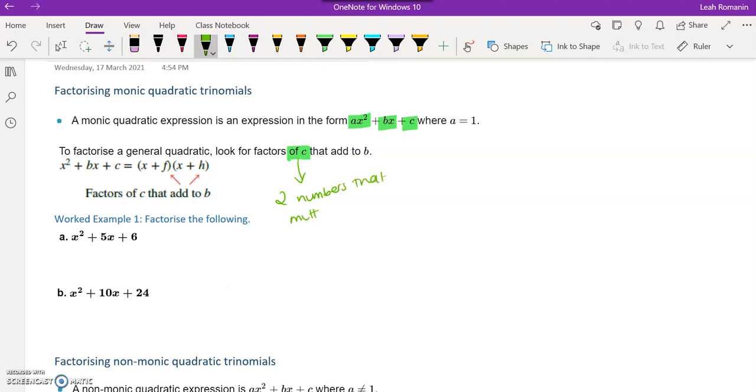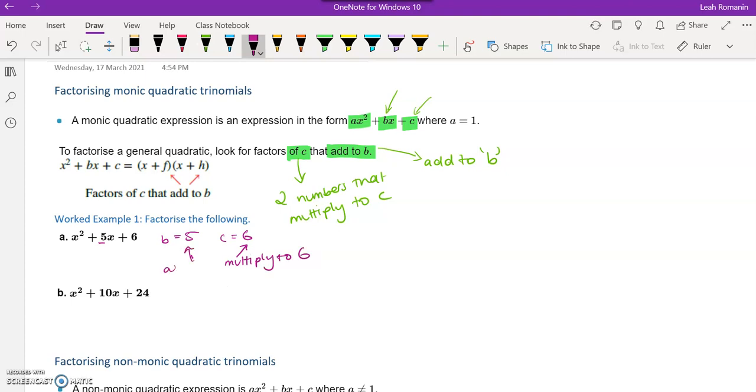that multiply to c, and those same two numbers must add to b. So the b term being the one with the x and the c term being the number on the end. So looking at our example, x squared plus 5x plus 6, our b is equal to 5 and our c is equal to 6. So I'm looking for numbers that multiply to 6 and that add to 5.